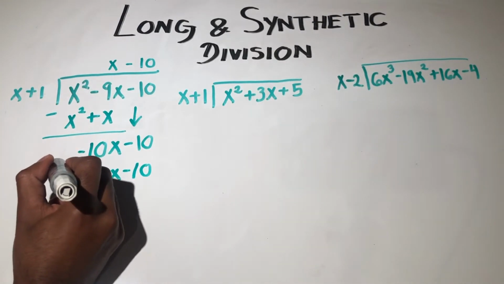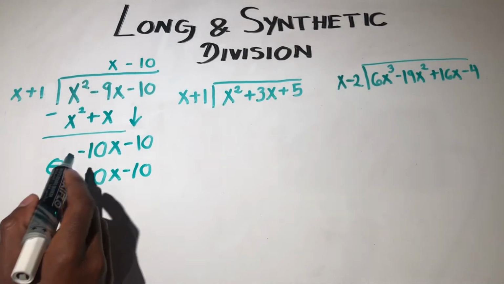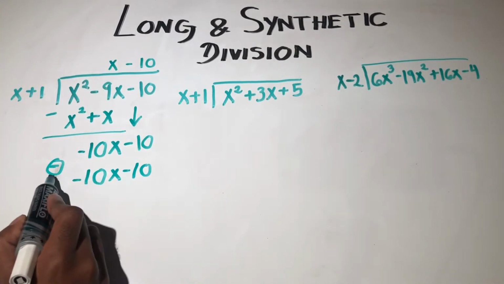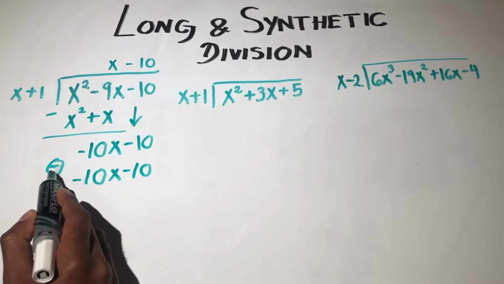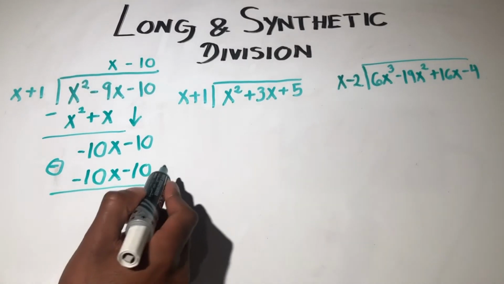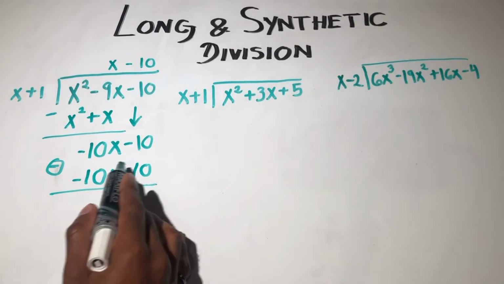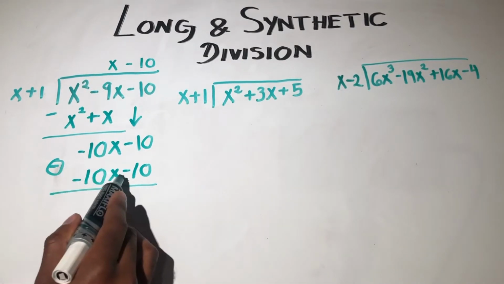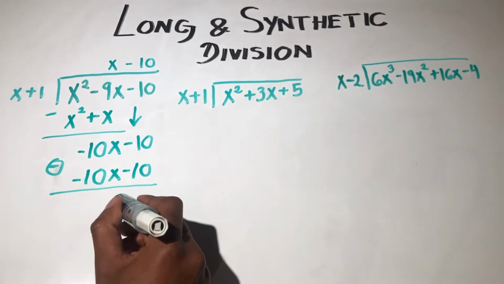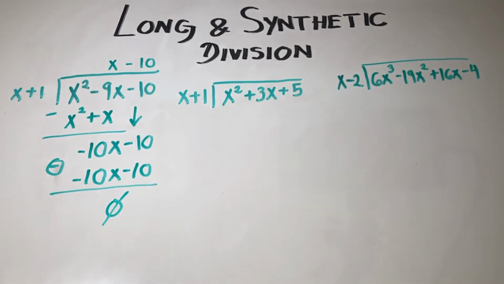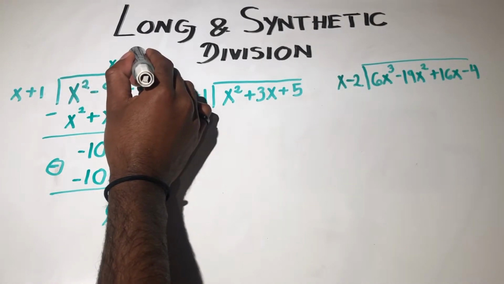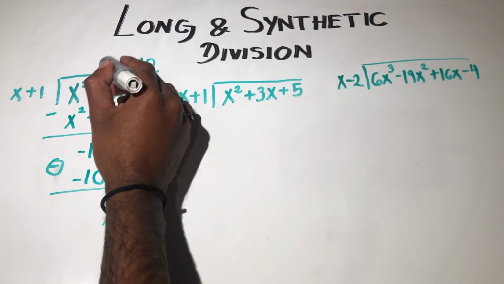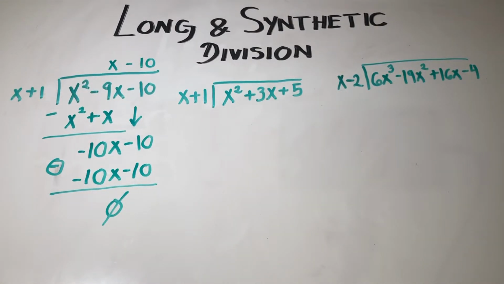And then don't forget to subtract. So negative 10x minus negative 10x, so negative 10x plus 10x, that's just going to give you 0, so you don't have to write that. And then negative 10 plus 10 is also going to give you 0. So you're left with no remainder, and your answer is going to be the quotient right here, which is x minus 10. So it sounds easy. Let's go ahead with the next example.